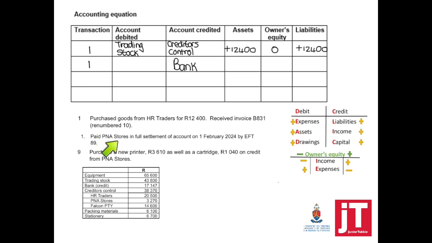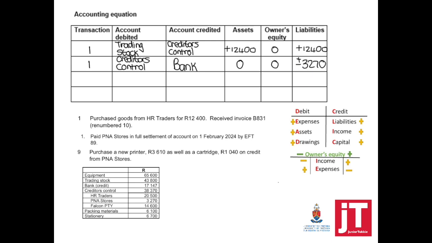Then paid P&A stores in full settlement of account on the 1st of February 2024 by EFT. It means again, from the CPJ, bank is credited. Who did we pay? Our supplier, which means creditors control is going to be debited. Now you just need to be careful. Bank had a credit balance, which means it's an unfavorable bank balance. That's why nothing will happen with your assets, nothing will happen with owner's equity. Our liabilities is plus minus.